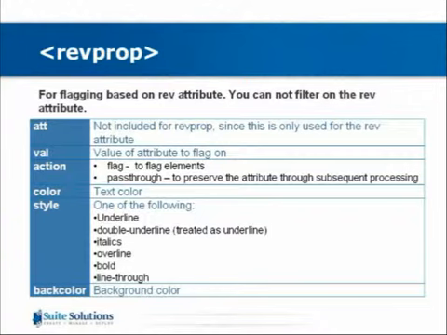RevProp has most of the same similar attributes. It does not have an ATT. This is assumed to be revision. It defaults to revision. You can't filter on a revision. You can only flag on a revision.